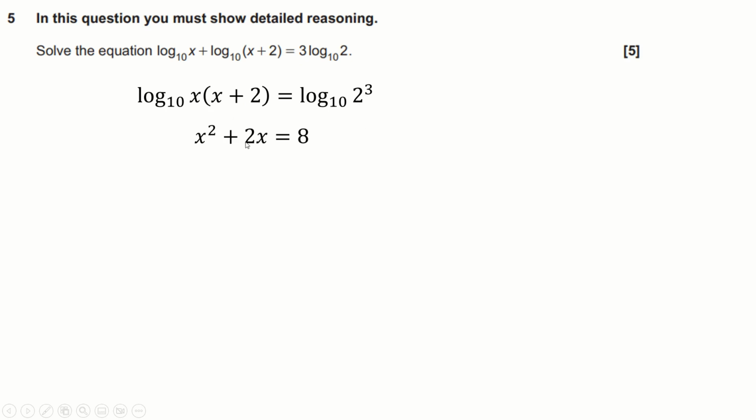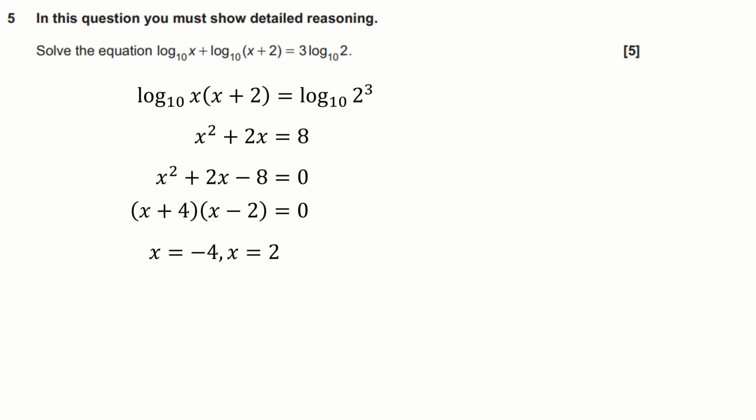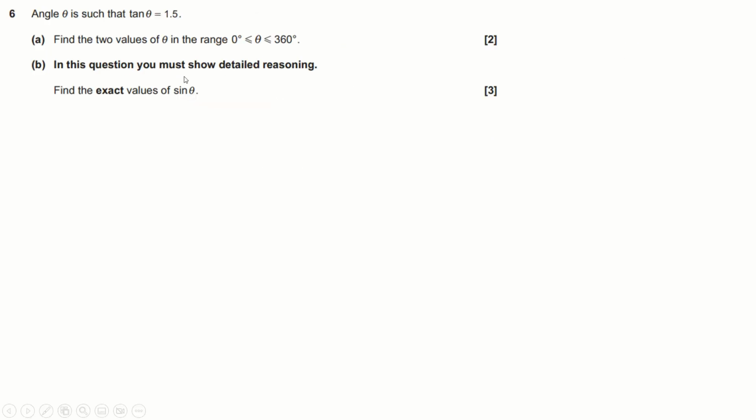Also sorting out what these two things are, and then of course this is nice and straightforward. From here we just solve. The only thing we need to do for the last mark is say that you can't put a negative number into a log, so you can't have the answer of minus 4 here. The only answer is 2, which is what I've got there. Good.